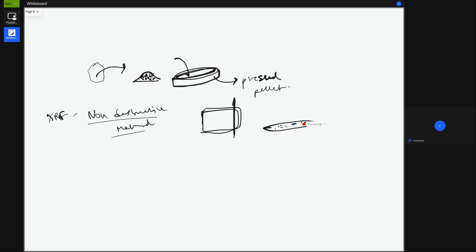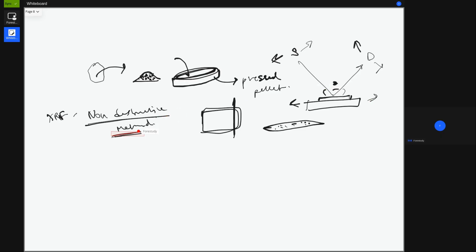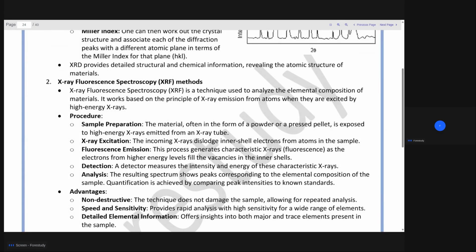Then we mount it over our stage, and at different angles it detects, and the detector and source also move. Everything is moving at different angles. It will detect, and then we will get a non-destructive analysis of the sample, so there will be no alteration in the mineral. So both ways we can do it, using pressed pellets or using chips.